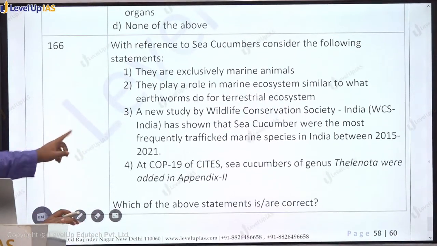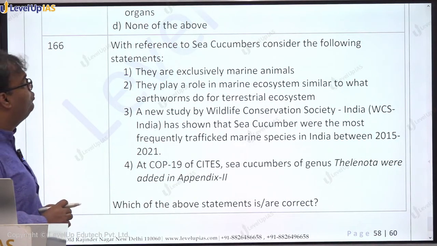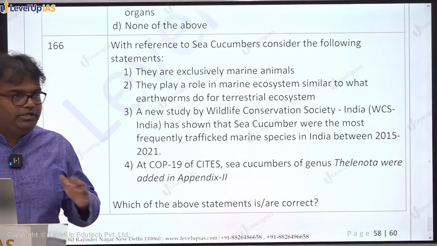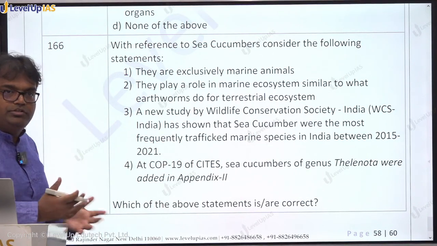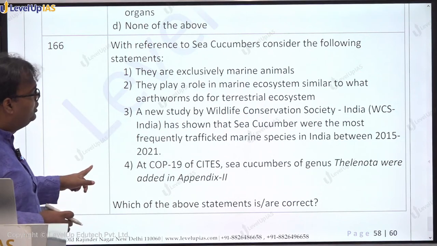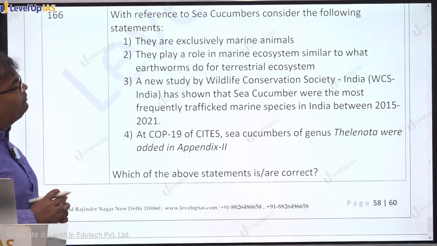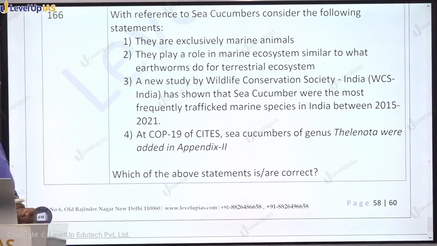We had studied sea cucumber in detail. They are exclusively marine animals. Are sea cucumbers found anywhere else? No, they are marine animals. They play a role in the marine ecosystem similar to what earthworms do for the terrestrial ecosystem. On the marine floor, they help in loosening the soil and allowing nutrition to pass through. And when they excrete, it adds a lot of nutrition. A new study by Wildlife Conservation Society India has shown that sea cucumbers were the most frequently trafficked marine species in India. This was the news.